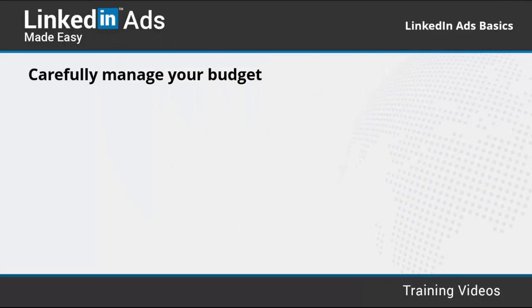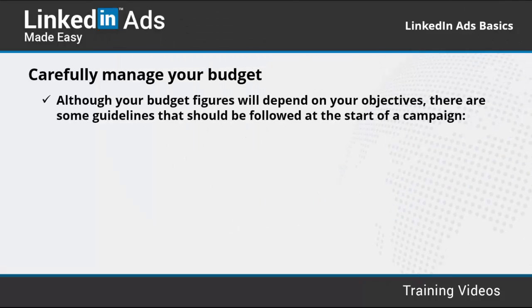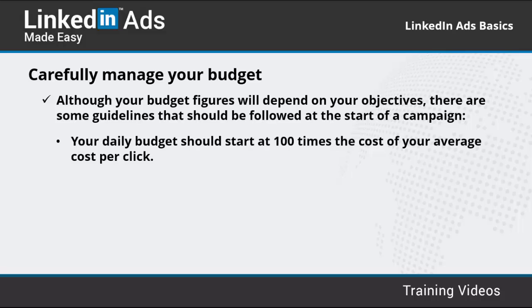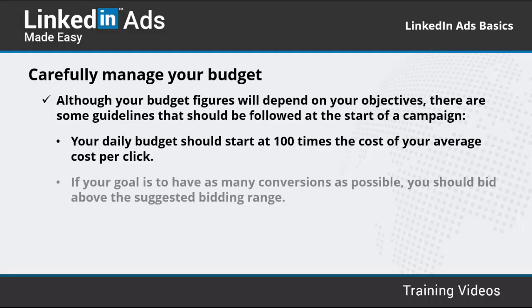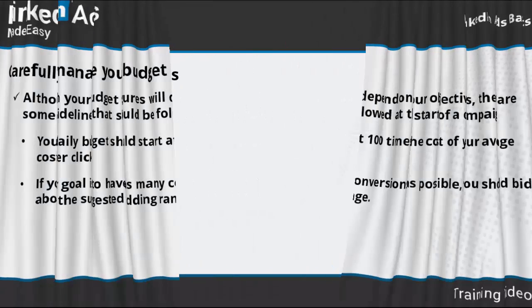Carefully manage your budget. Although your budget figures will depend on your objectives, there are some guidelines that should be followed at the start of a campaign. Your daily budget should start at 100 times the cost of your average cost per click. If your average cost per click is $8, your daily budget should start at $800. If your goal is to have as many conversions as possible, you should bid above the suggested bidding range. We recommend that you bid at least 10% higher than the suggested bid.